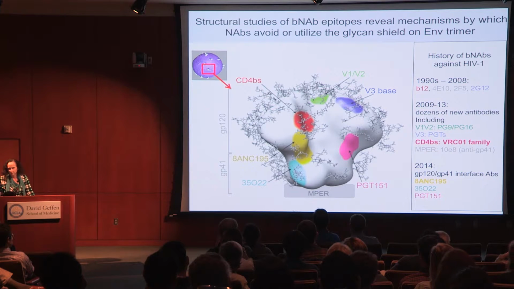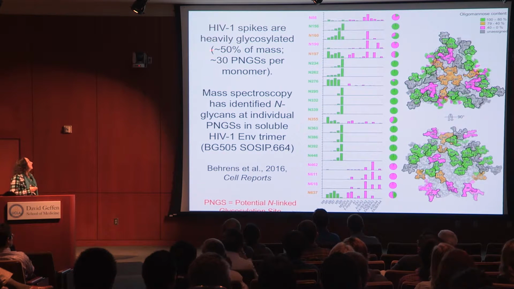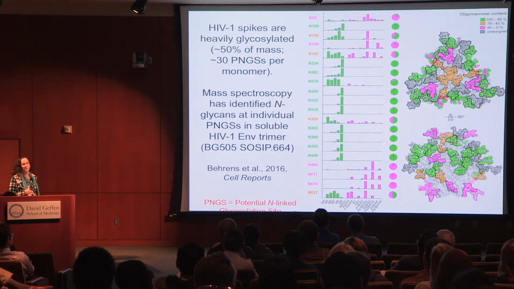So the first part of the talk, I want to talk about the complexity of the glycan shield. These envelope trimers on HIV are very heavily glycosylated: 50% of the mass of the protein, and 30 potential N-linked glycosylation sites per monomer. Depending on the strain, that means about 90 per trimer.